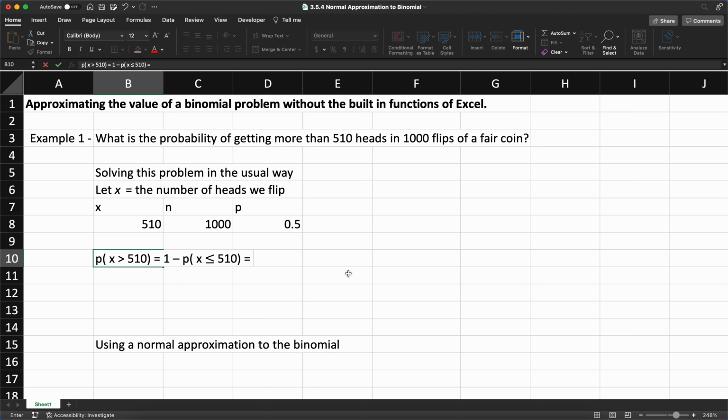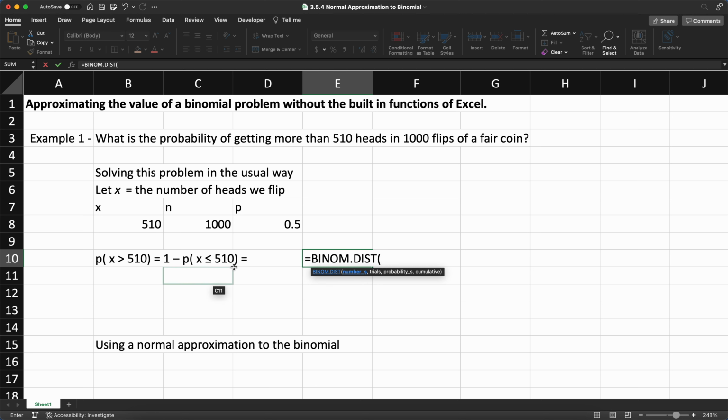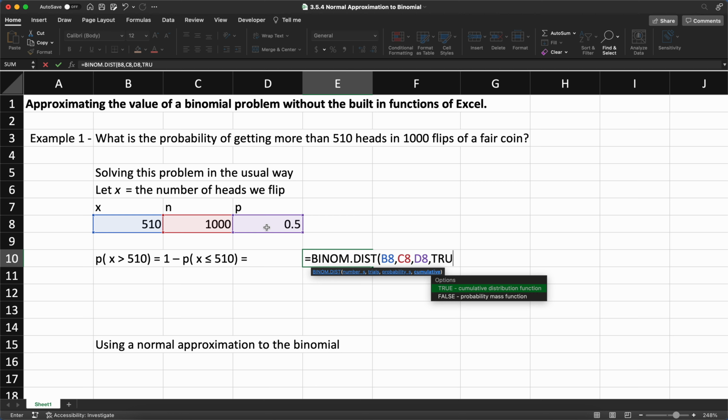So normally what we would do is we would use our binom.dist function. Remember, the binom.dist function always finds the P of X less than or equal to 510. The less than or equal to is what the binom.dist function finds. So that's why we're keeping the 510 here. That's our number of successes. The number of trials is 1,000. The probability of success is 0.5. And we want the cumulative function, so we're going to choose true here.